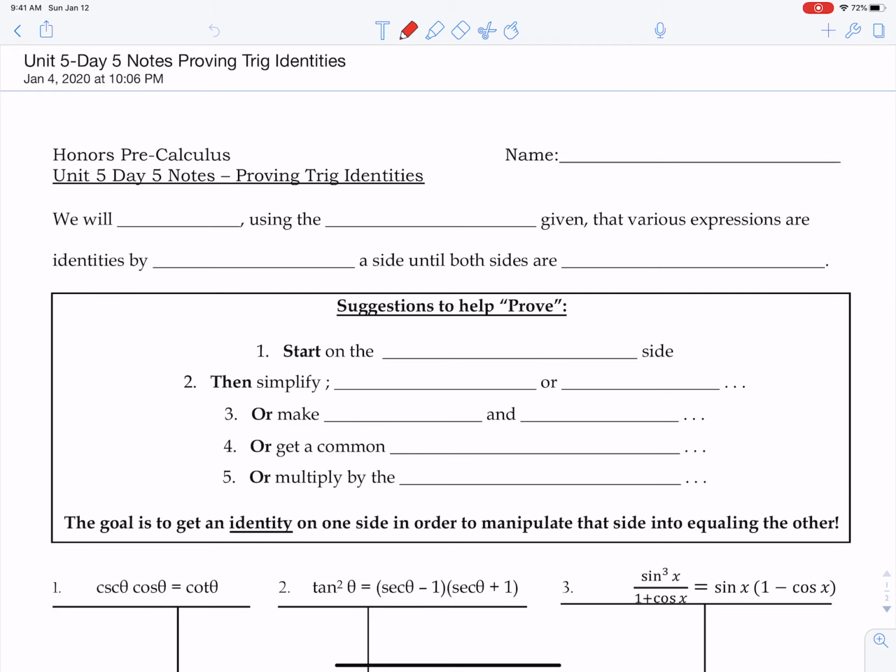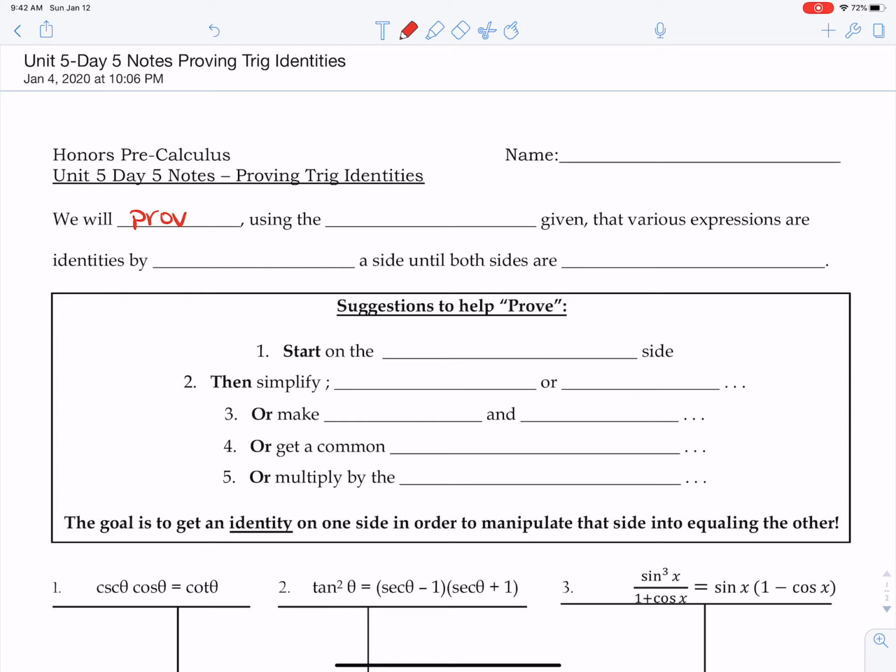This is Mrs. Marshall with our last day of notes from Unit 5, and this is actually proofs. We are going to be proving trig identities. All of the identities that I gave you on the last notes, we're going to have to know those and use those to prove different equations that I give you for these notes. So let's fill in the notes.